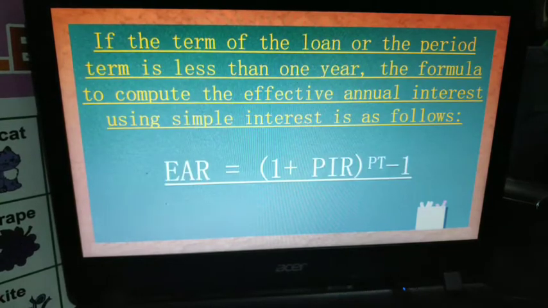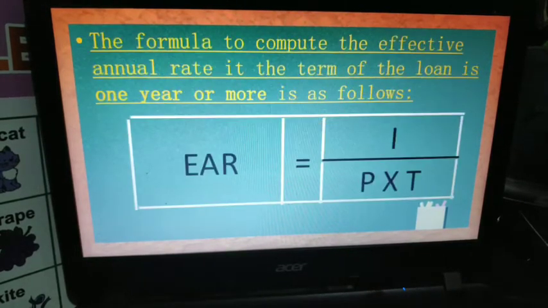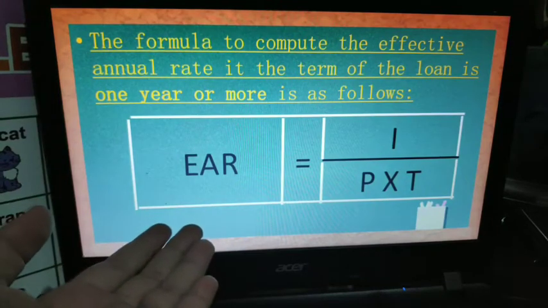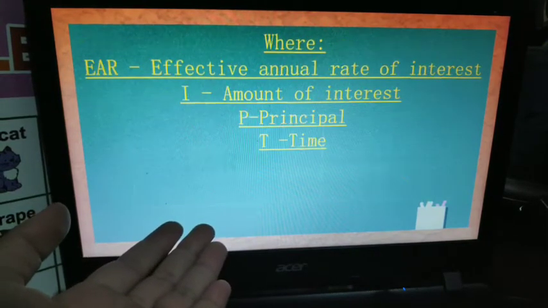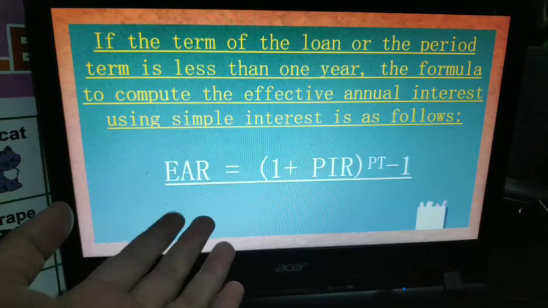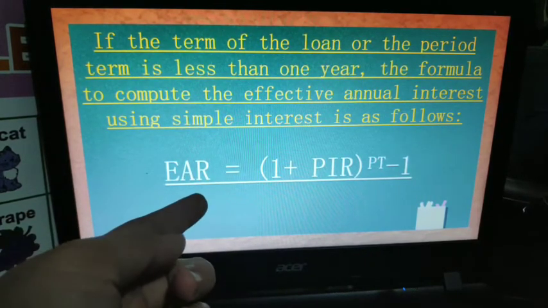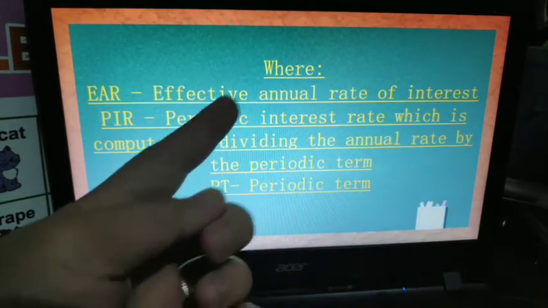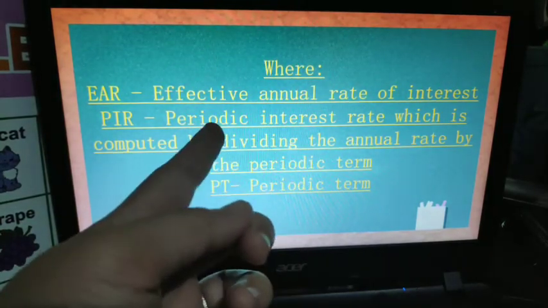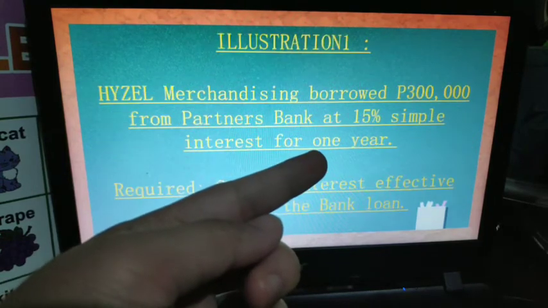If the term of the loan is less than 1 year, the formula to compute the effective annual interest using simple interest is as follows. As you can see, the formula for 1 year or more in term is different, and the formula for less than 1 year is also different. EAR means effective annual rate of interest.